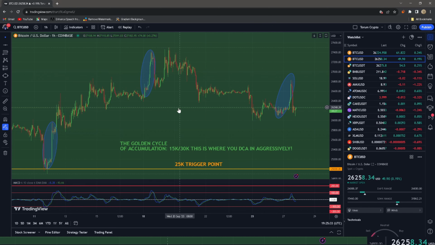What do we have? Okay. We've got the golden cycle of accumulation, the zone between 15K and 30K. This is where you want to DCA in aggressively as possible. It's where a lot of money can be made in every crypto winter. Next, you see on the chart is the trigger point, 25K trigger point in this particular case.